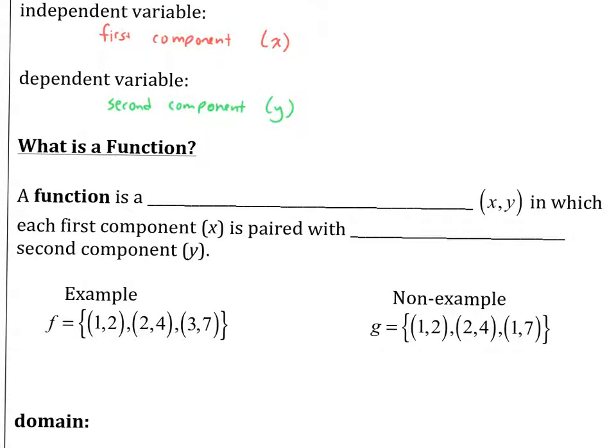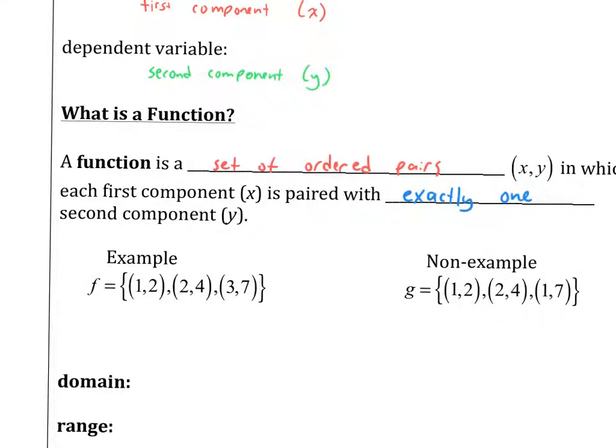A function is a relation, but it's a more specific type. A function is a set of ordered pairs. That's what it means to be a relation. However, here's the key: each first component x is paired with exactly one second component.